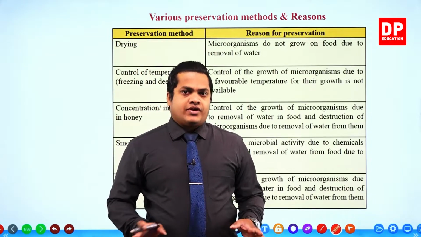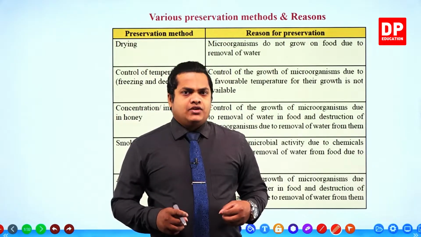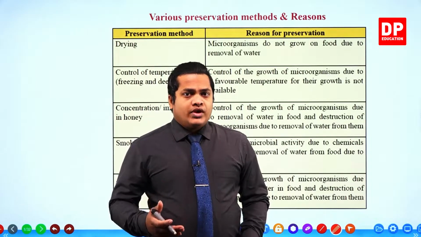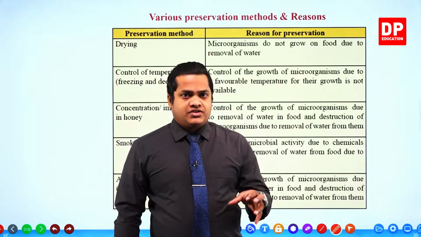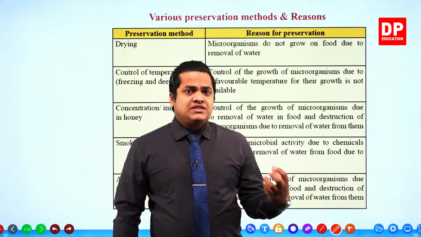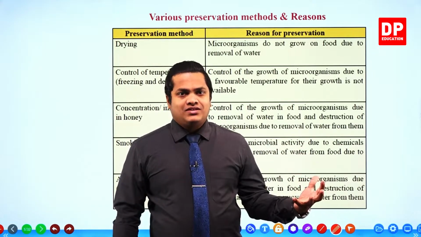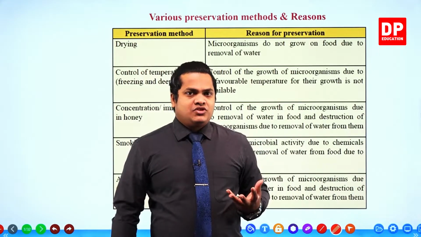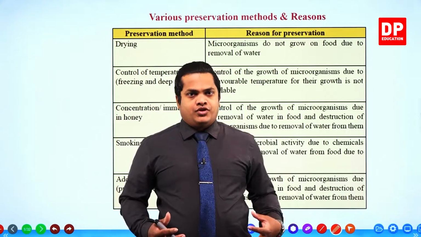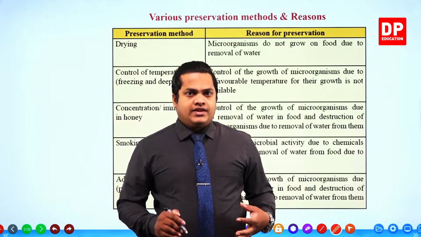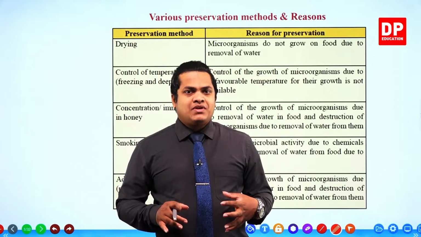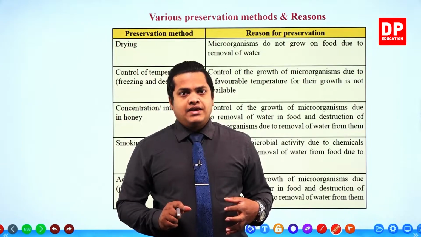Whether it is the modern methods or traditional methods, what is the reason why we can preserve food by following those kinds of methods? I mean, why or how can we preserve food by drying something? What is the process which is going to occur there? By increasing the concentration, how can we preserve food? What is going to occur in there? How does the growth of microorganisms reduce? So we'll be focusing mainly on these things within this chapter.